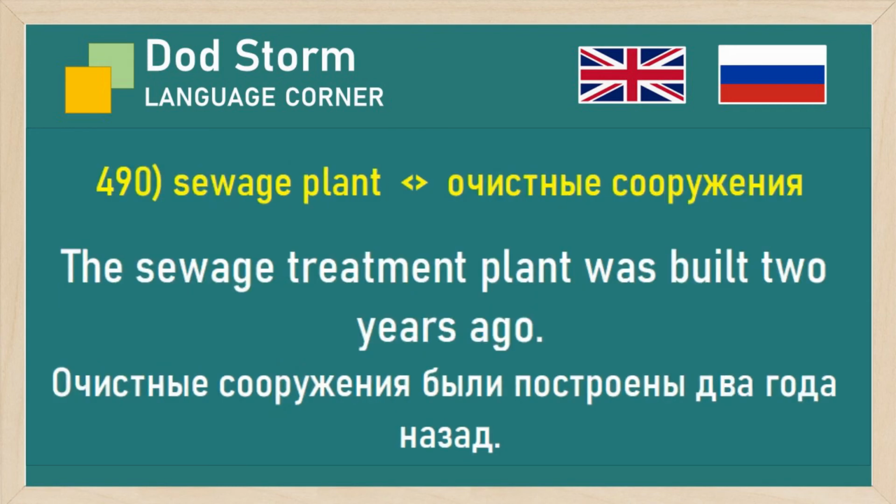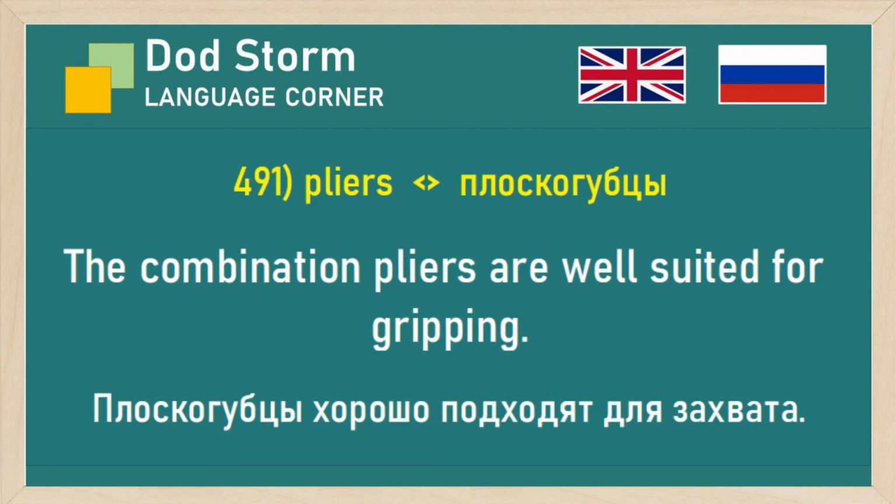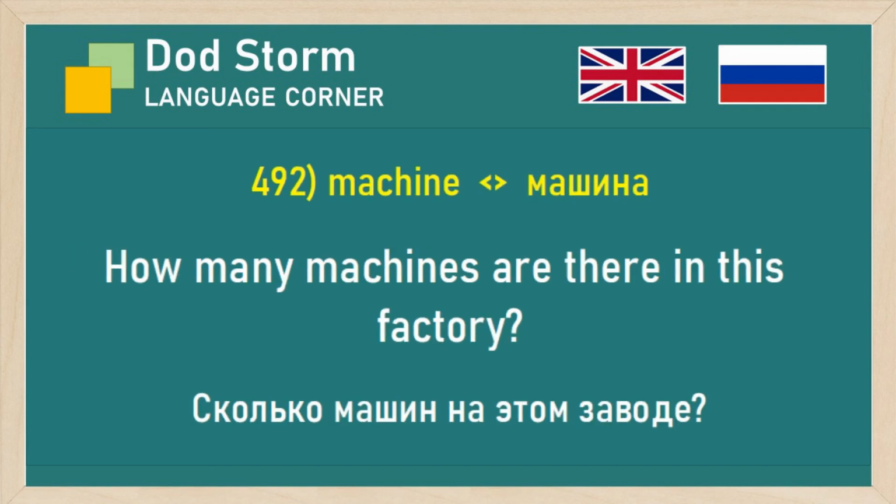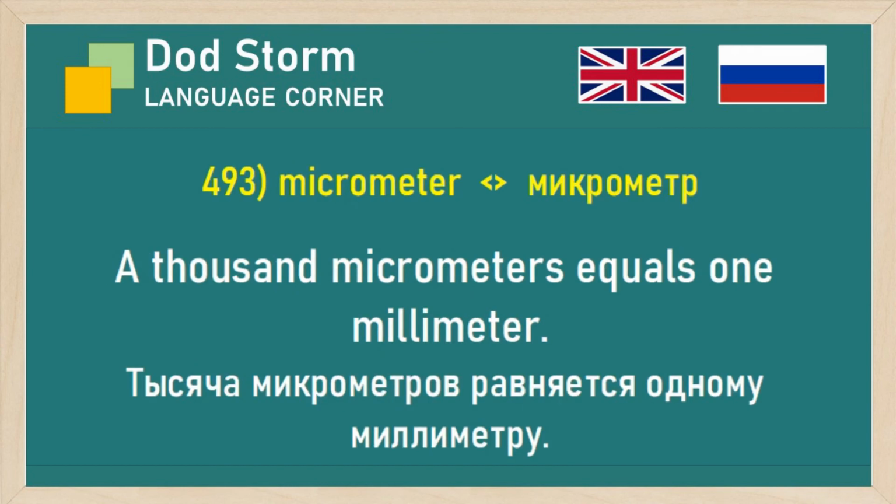The sewage treatment plant was built 2 years ago. The combination pliers are well suited for gripping. How many machines are there in this factory? A 1000 micrometers equals 1 millimeter.